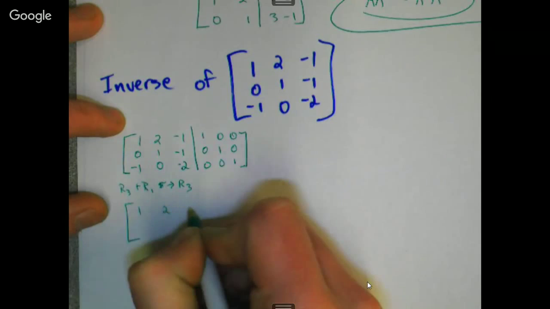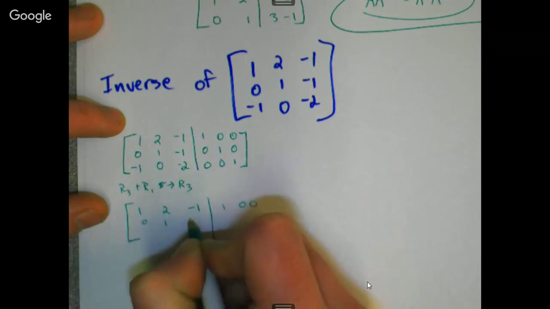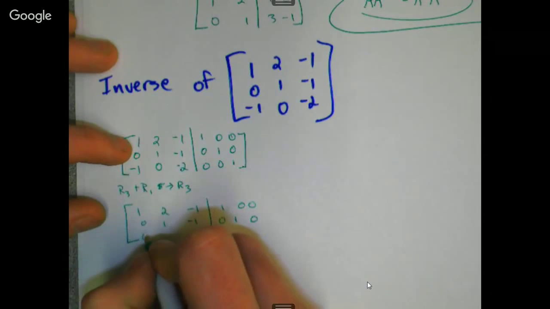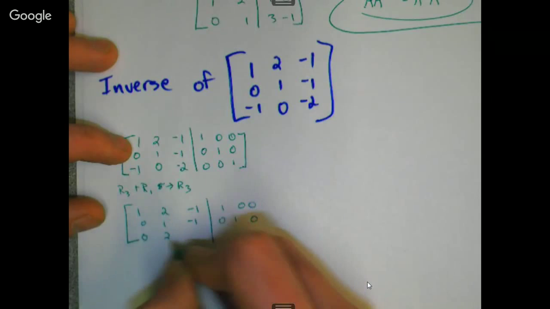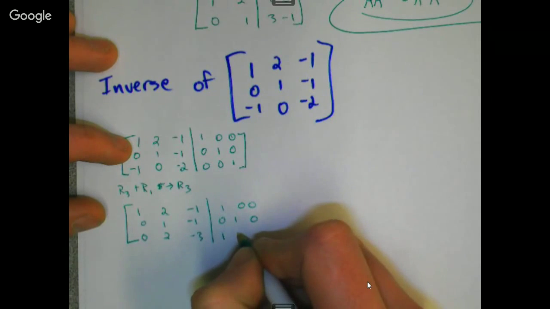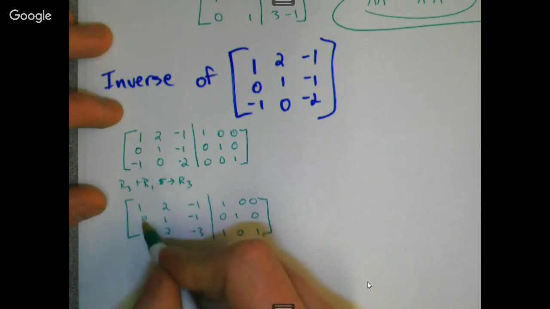So this row is fine. This row is fine. And we will add these two rows together. So I get 0, 2, minus 3, 1, 0, 1. So I got my 1 and my zeros.